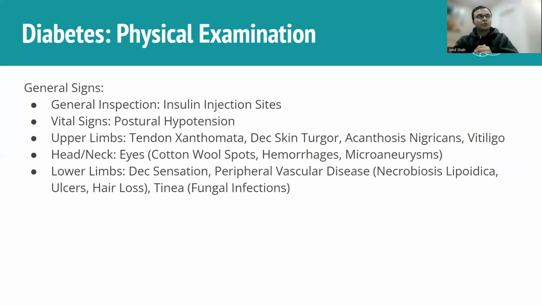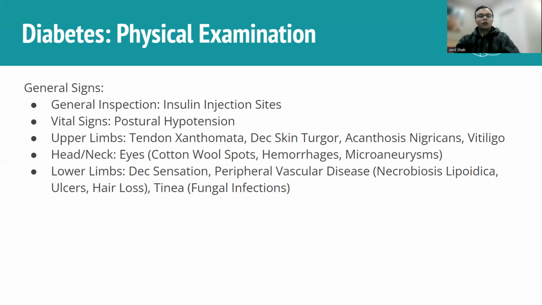It's described as a brown velvety skin change in the axilla, and that reflects insulin resistance. So that's more so your type 2 diabetes mellitus. Vitiligo reflects an autoimmune link, which again could be linked to type 1 diabetes mellitus, which is autoimmune.